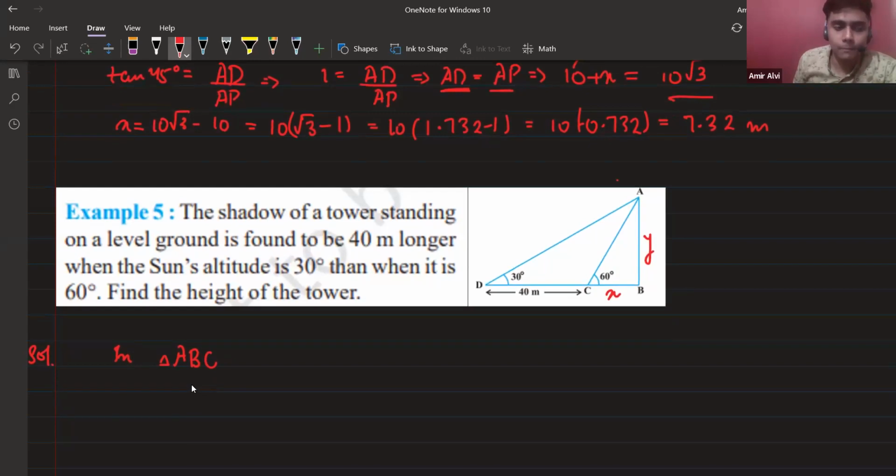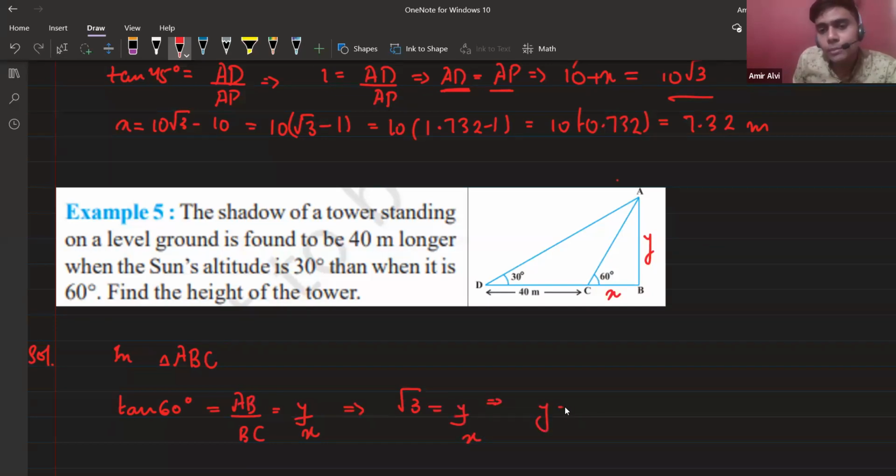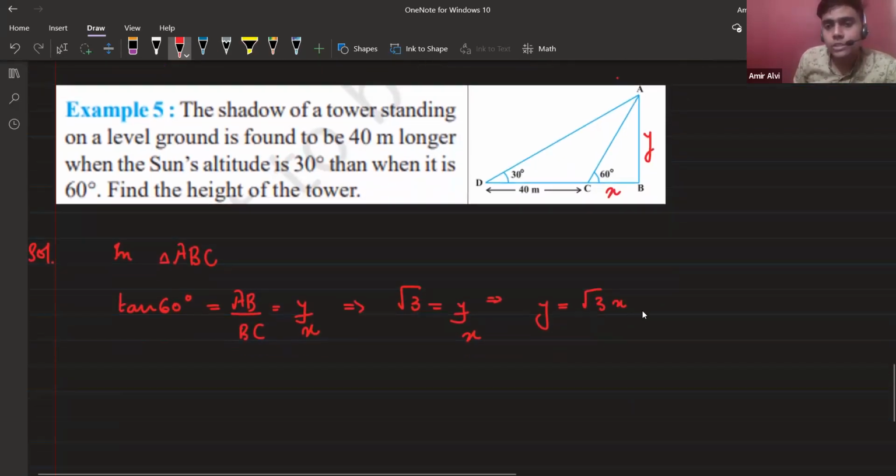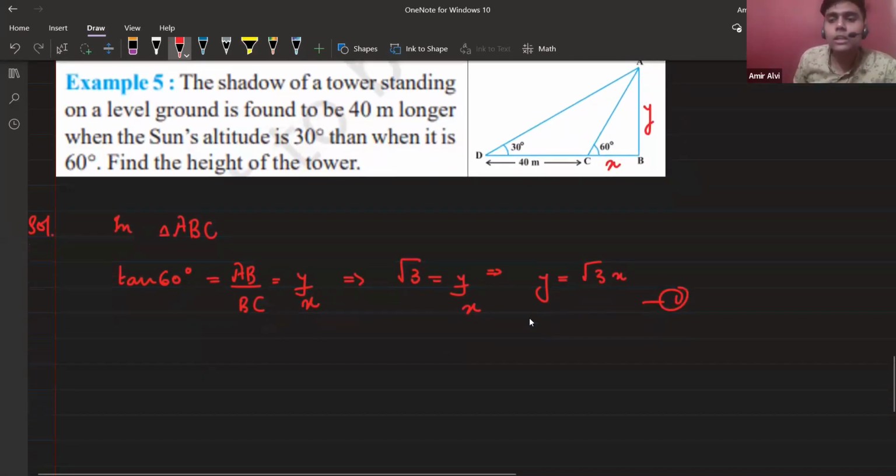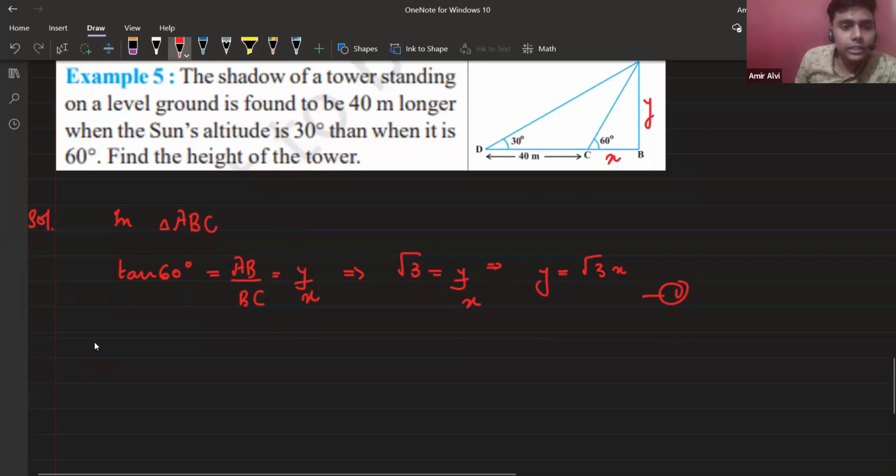Tan 60. Very good. Tan 60 is equal to AB by BC. CB, yes, BC, CB, it's up to you, no worries. So it's Y by X. Yes or no? Tan 60 is root 3, so root 3 equals Y by X. So your Y will be root 3 X. Clear? So this is equation 1.